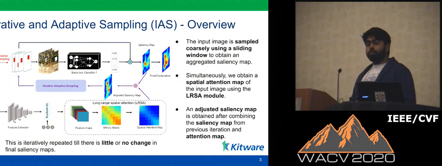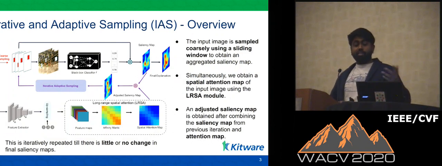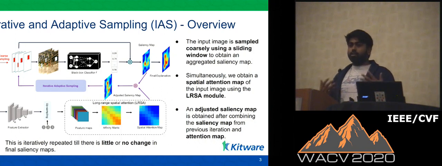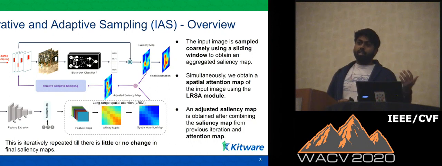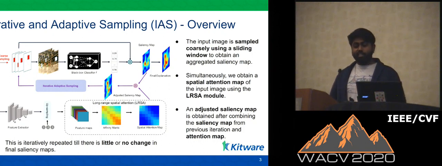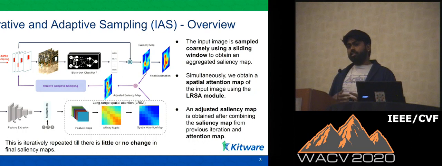So this is our proposed approach. Given an input image, we try to do a Monte Carlo sampling. This is just a coarse sampling that starts off the process. And then once we have an initial saliency map, we try to get a spatial attention map out of feature extractors. These are just pre-trained feature extractors, and they basically look for edge information in the picture.